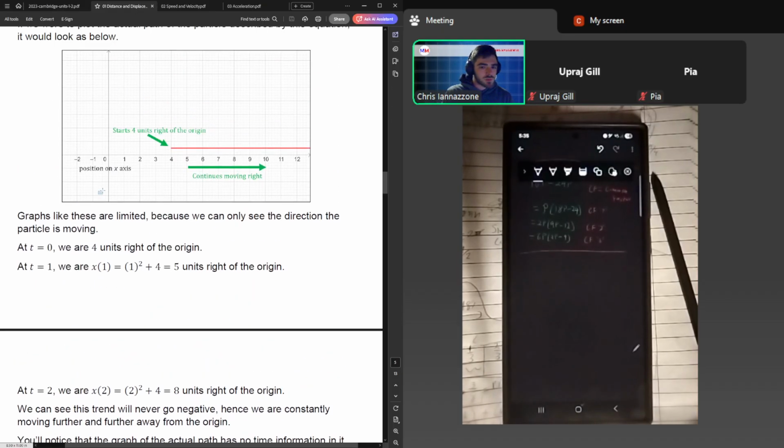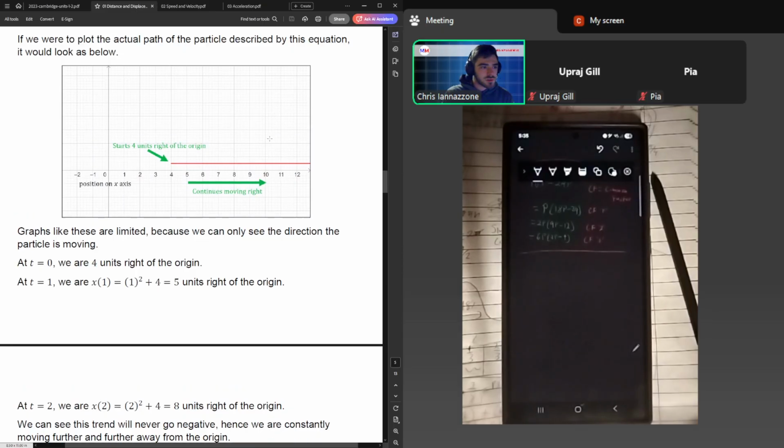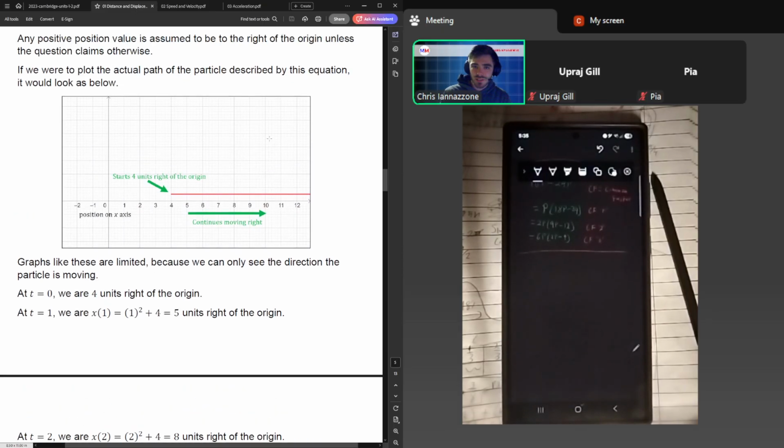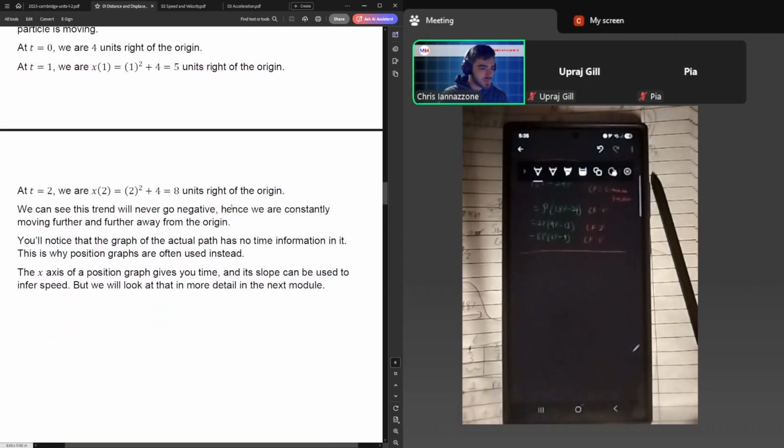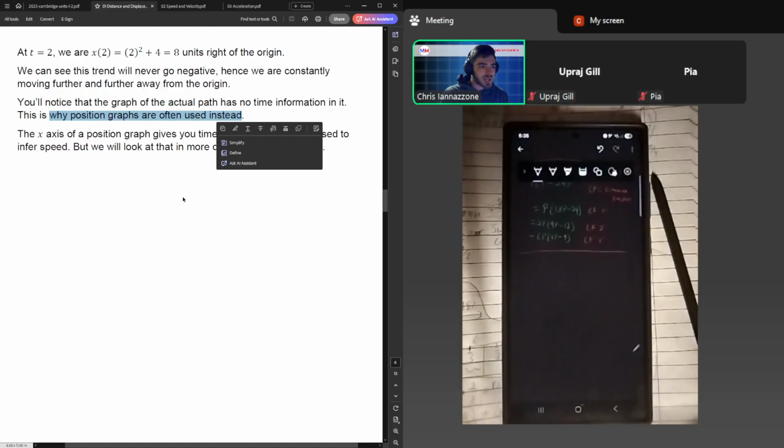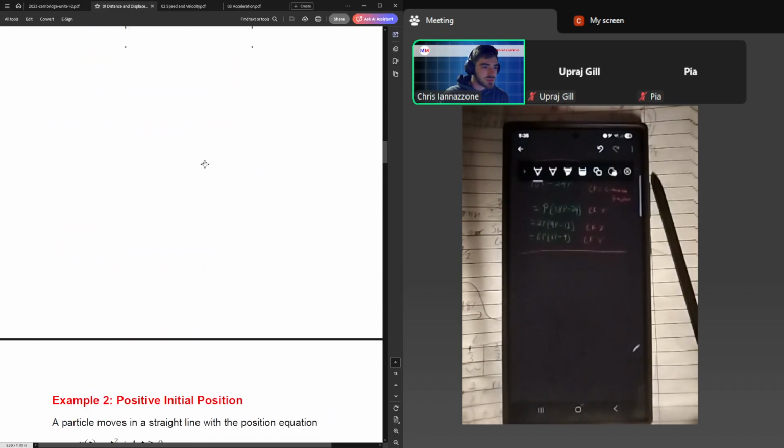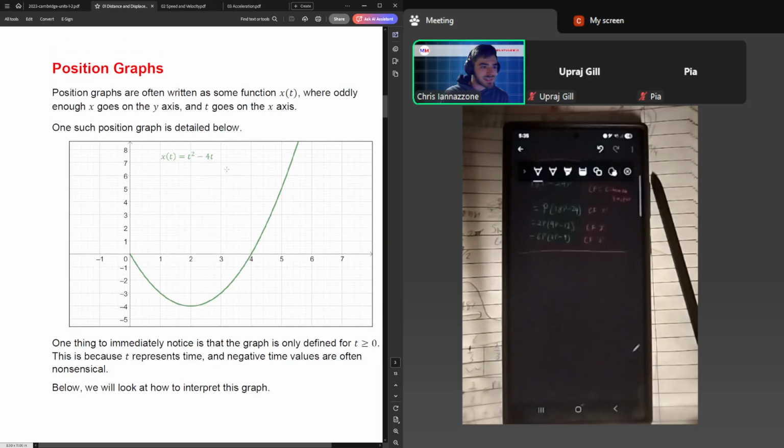It's worth pointing out, when you draw these kinds of diagrams for yourself, there is no actual time information in here. This is simply your x-axis, and you can just see the direction the particle's moving. You can't necessarily see what time these were. It's like starting at 4, there's no actual information as to how fast or how slow it traveled that distance. That's why you usually use actual position graphs instead, because you can get a much more in-depth understanding of where it is.